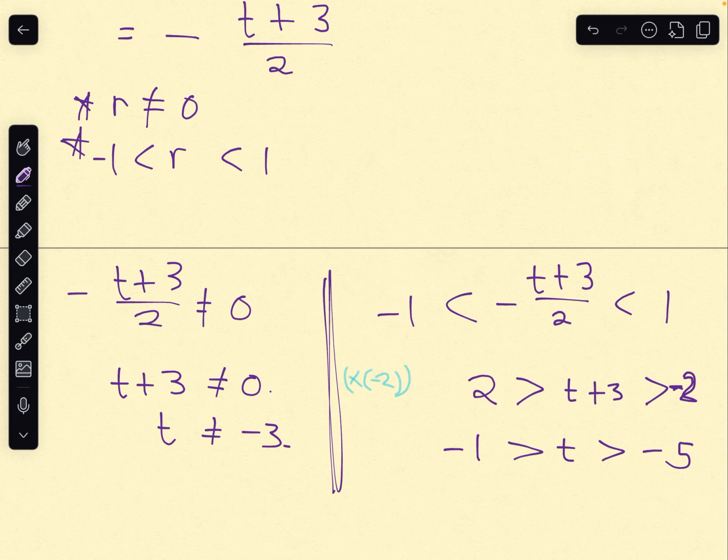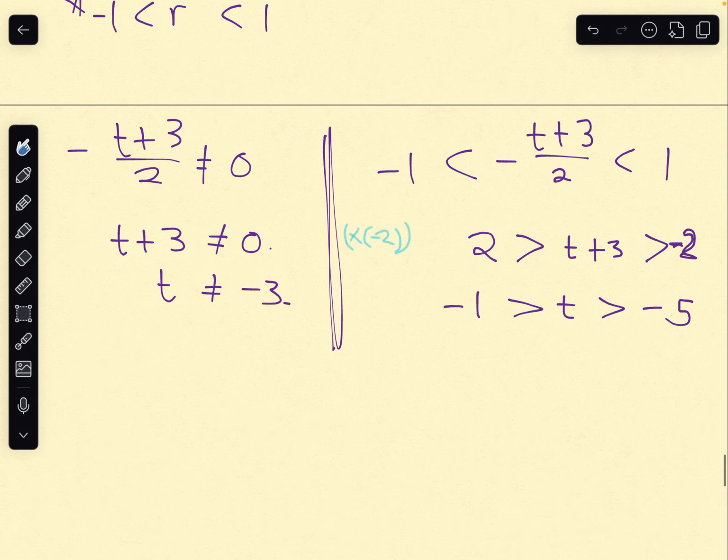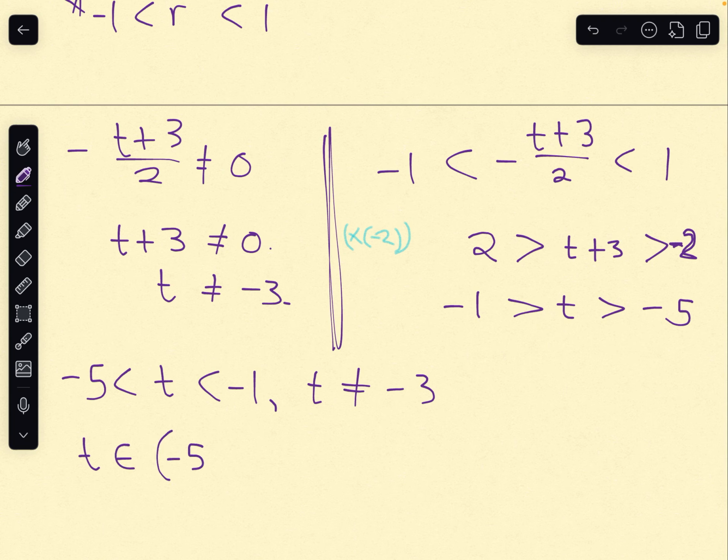So the way that we can write that is we'll write it both ways. In inequality notation, we'll say t is greater than -5 but smaller than -1, and t is not equal to -3. Or if you want to write it using interval notation, you'll say that t is an element from -5, not including -5, up until -3, also not included, union with -3, not included, up until -1, also not included. So this is another way that we can write it.